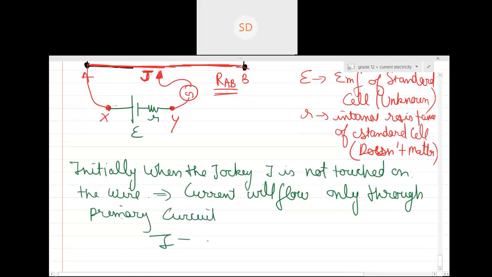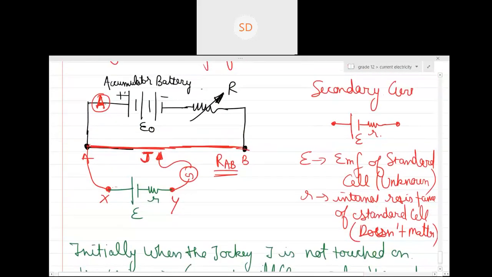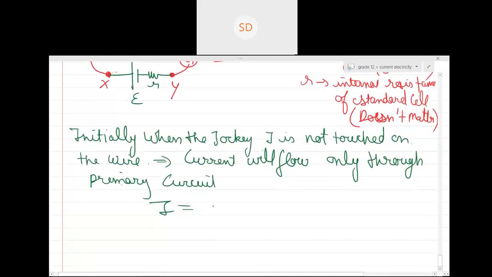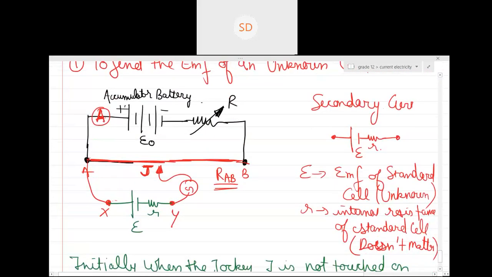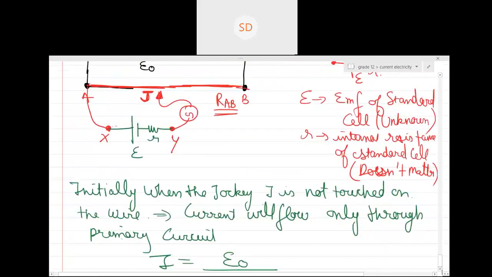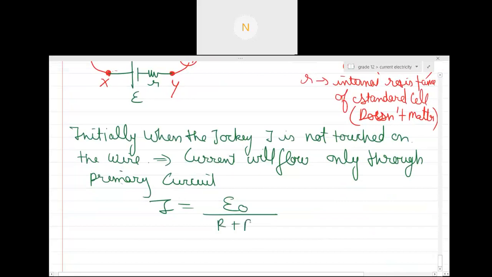The current will be basically, what is the EMF across the whole thing? The EMF across the whole thing is because of that accumulator battery, right? So E naught upon what is the total resistance? Can you see this RAB and R? It is R plus RAB. When it is in variables, it looks like a big deal, but when you start doing problems, it will become very much logical. So I is equal to E naught upon R plus RAB.